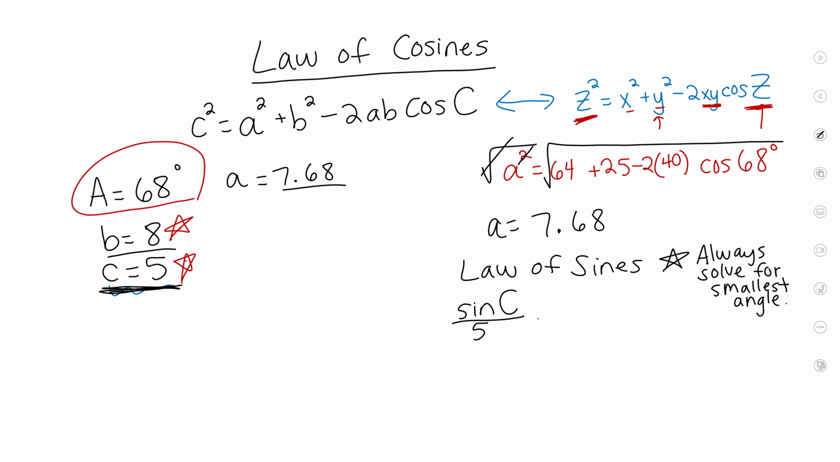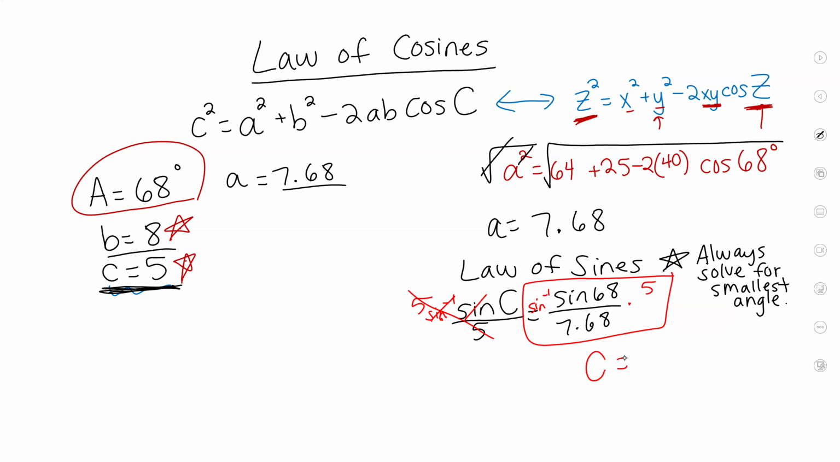So I'll put a 5 there, and I have sine of 68, and we just found that side, 7.68. All right, so I'm going to multiply both sides by 5. And then I'm going to take the inverse of both sides. So that cancels with that. Take the inverse of both sides. So type this into your calculator. Let me know what angle C is. Can you guys give me more numbers behind here? Whoever plugged that into the calculator. 319. Okay, let's add that in.